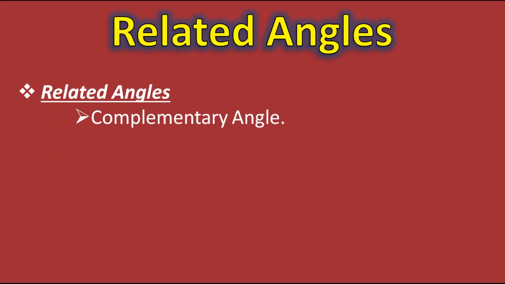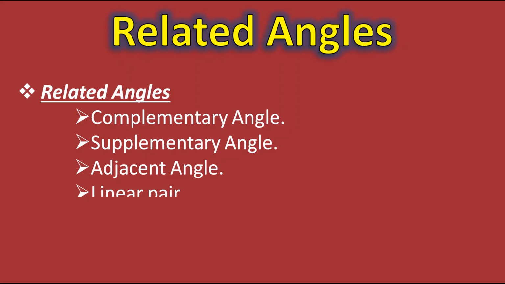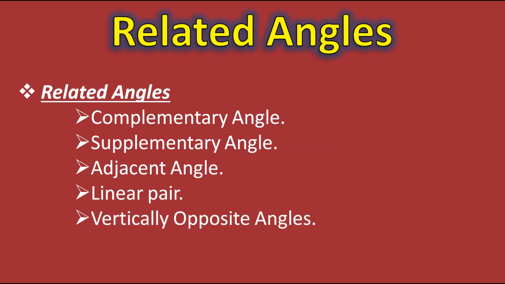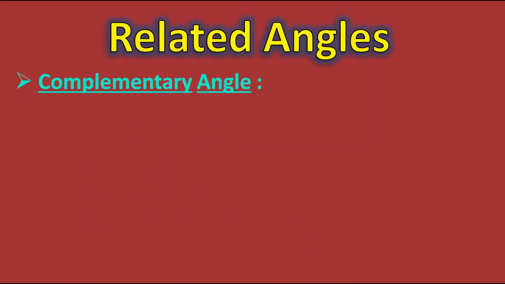So here we have 5 types of relations between two or more angles, that is complementary angle, supplementary angle, adjacent angle, linear pair and vertically opposite angles. Let's see one by one. So the first one is complementary angle.